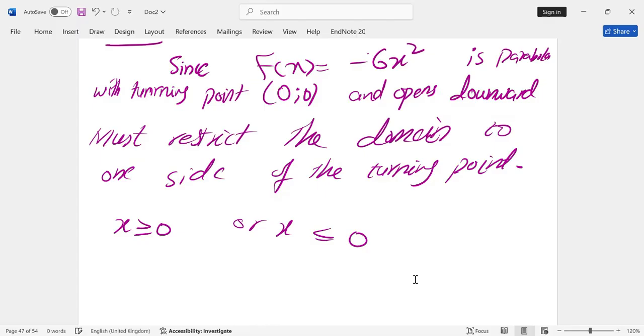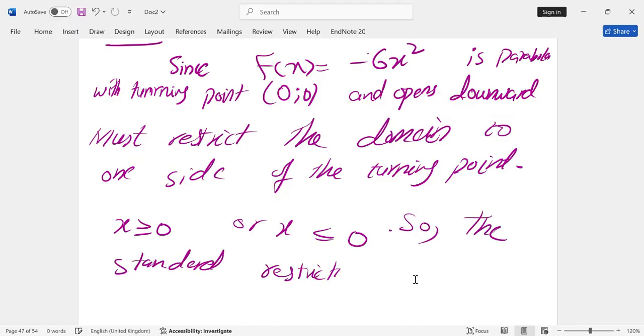So the standard restriction is x greater than or equal to 0. Okay, so that's right, because the restriction, the domain is x greater than or equal to 0. Okay, so that means that x belongs to 0 to infinity in open form. Okay, so the problem asks for the equation of f inverse for f inverse of x less than or equal to 0. Okay, so this is the required answer for this question.